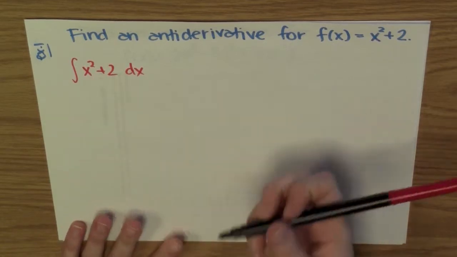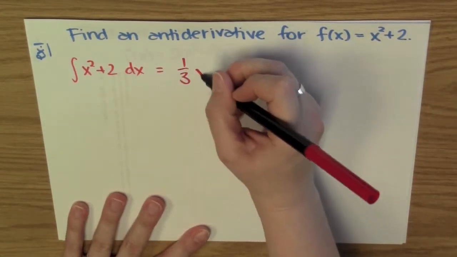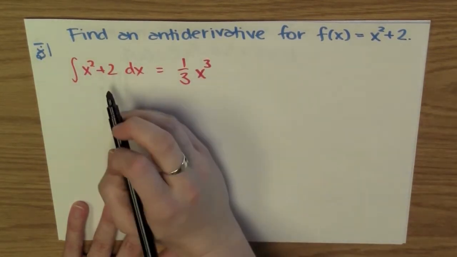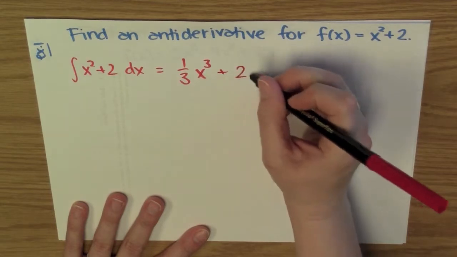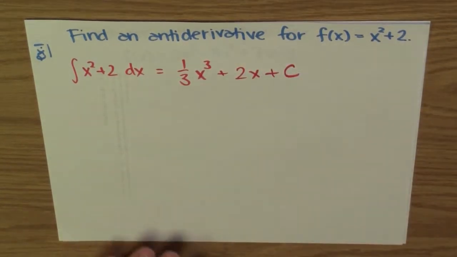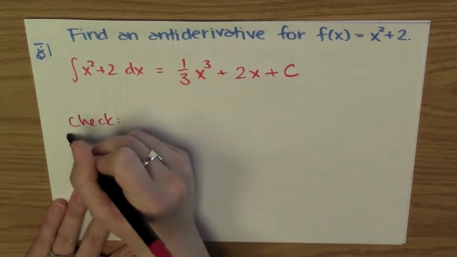We learned about the power rule, so what I'm getting here is 1/3 x cubed from this x squared, and what I'm getting from this 2 is just 2x, and then I always remember to put plus some constant at the end. I check my work, in this case, by taking the derivative.